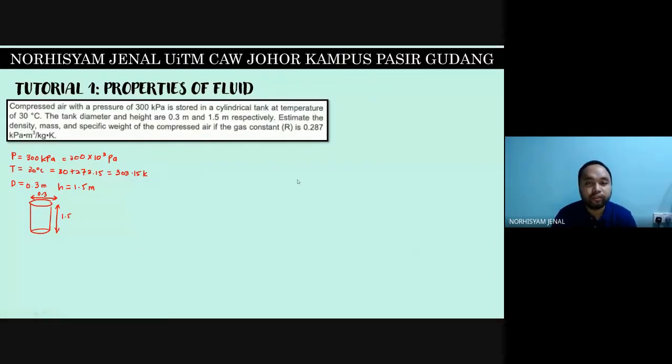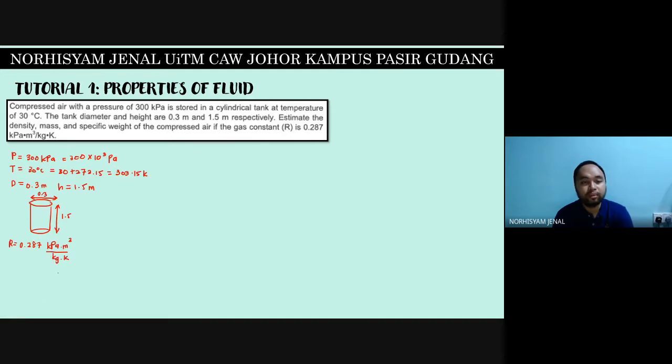Having that info, we continue. Estimate the density, mass, and specific weight of the compressed air if the gas constant R is 0.287 kPa meter cube over kg K. So R equals 0.287 kPa meter cube over kg K. Alright, so these are the informations regarding this question. So we will continue with answering this.